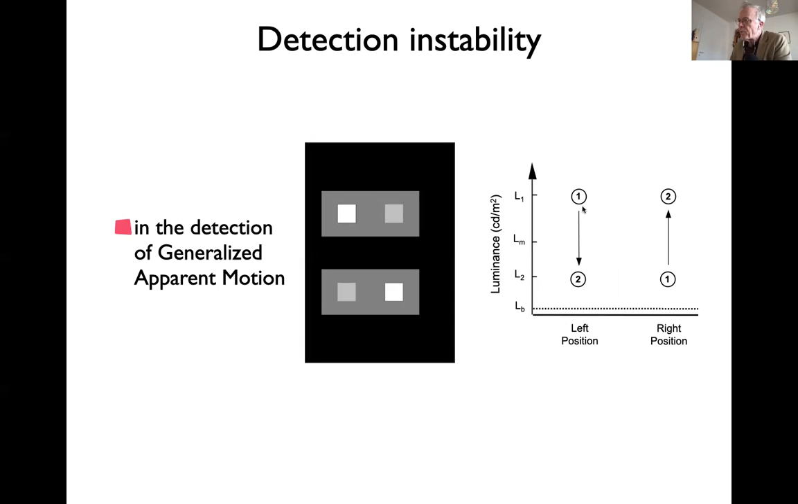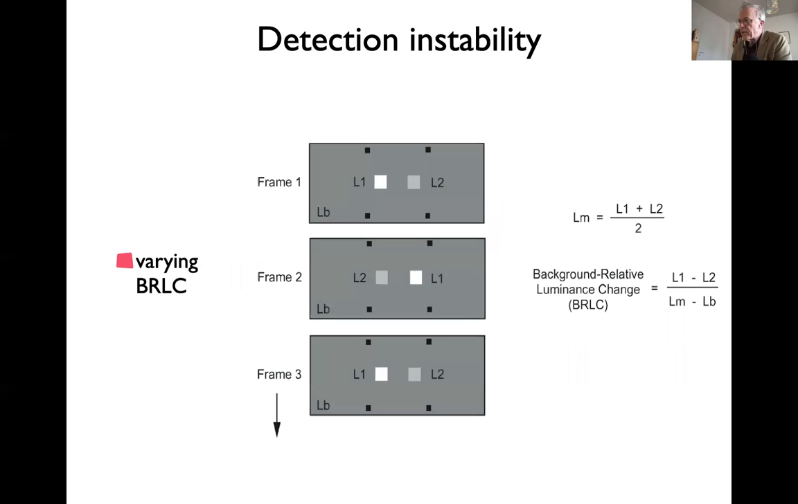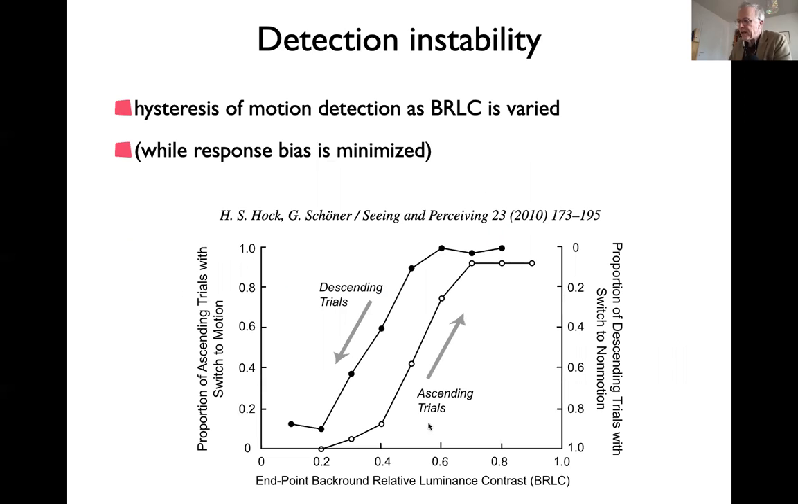So you make the change here larger compared to how far these two are from background. Very bright stuff, changing luminance, versus less. So the spatial temporal structure is the same. Then you find that for large background relative luminance contrast, you get very clear motion, and for small, you get very clear non-motion. And as you increase step by step that background luminance contrast, you see the onset of motion at higher background relative luminance contrast than if you decrease.